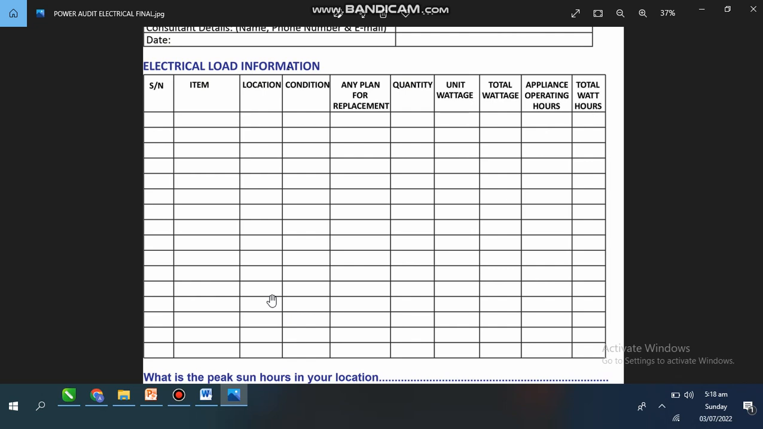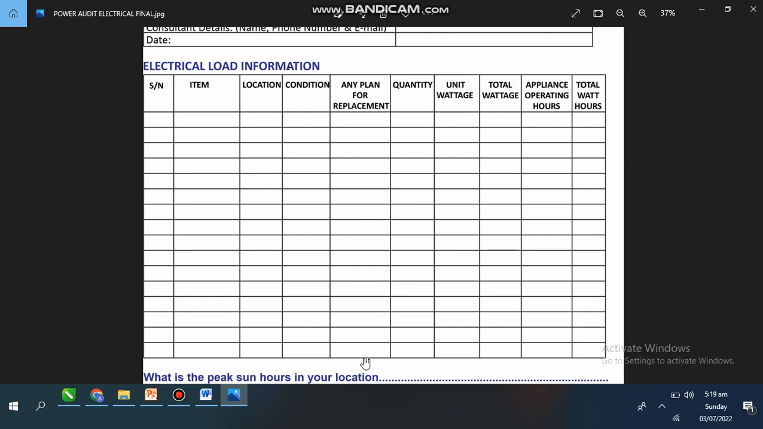Then another thing that you have to ask, or you have to know by yourself, is the peak sun hours in that particular location. Don't ask the client, they will not understand. So you have to figure out the peak sun hours. Is it 3 hours? Is it 2 hours? Is it 5 hours? Is it 7 hours? All this information will really help you.